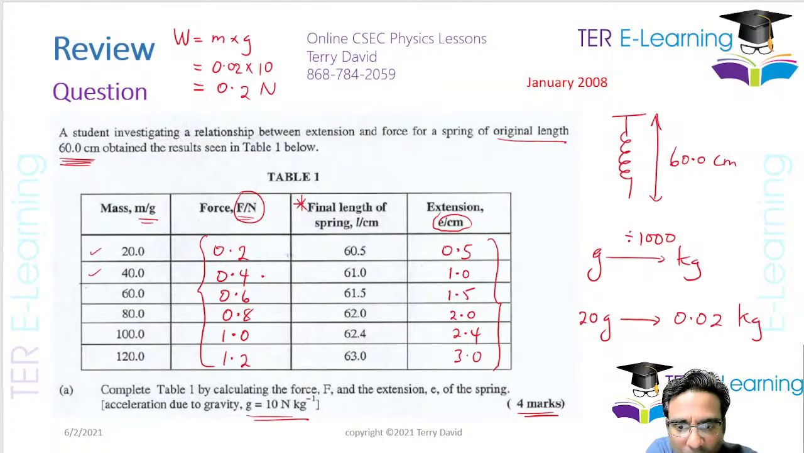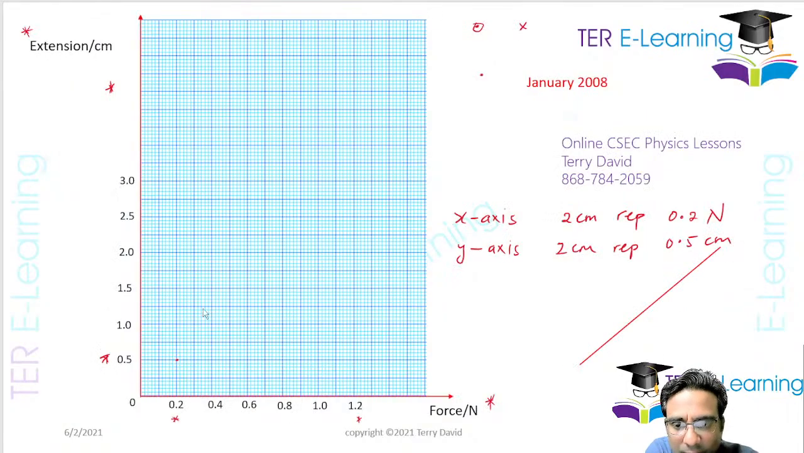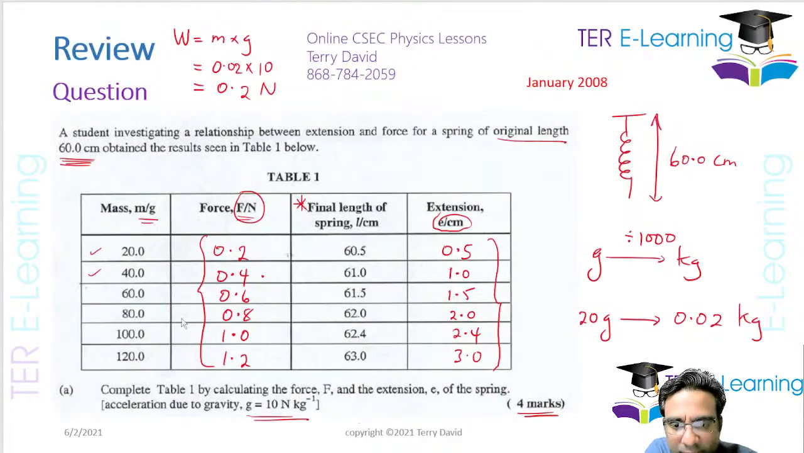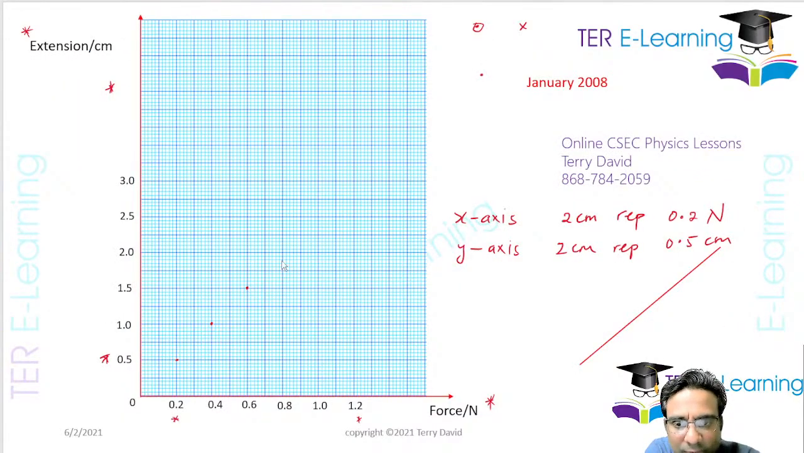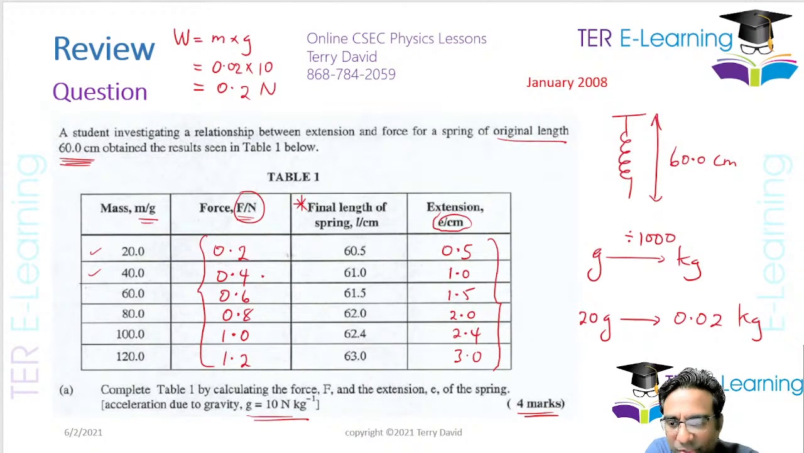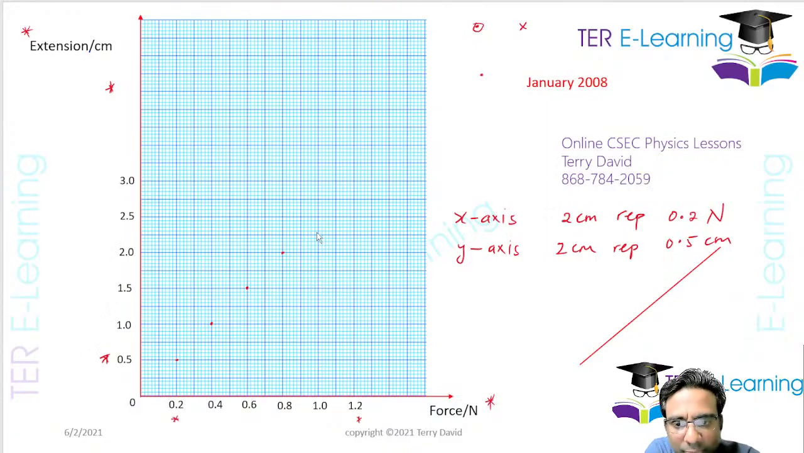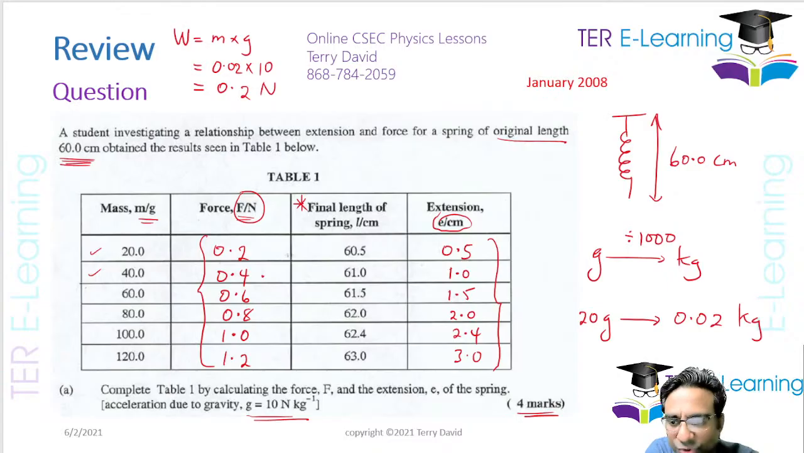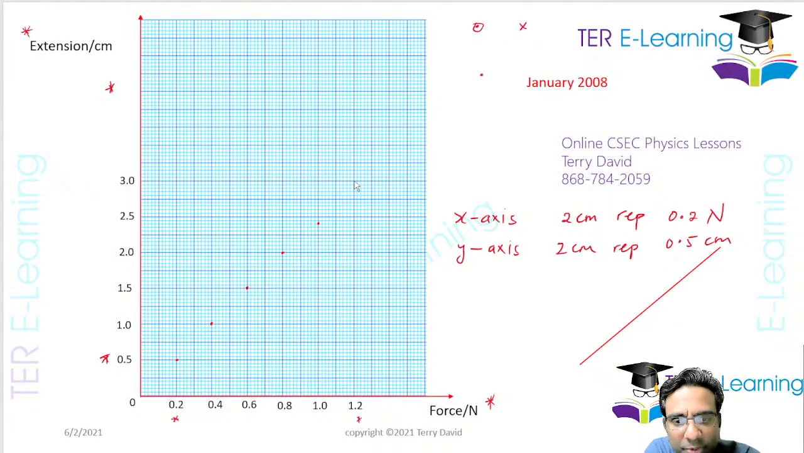Right? 0.4 against 1.0. 0.6 against 1.5. Next one is 0.8 against 2. So 0.8 against 2. 1.0 against 2.4. 2.4 is actually this point here. And the last point is 1.2 against 3.0. Right?